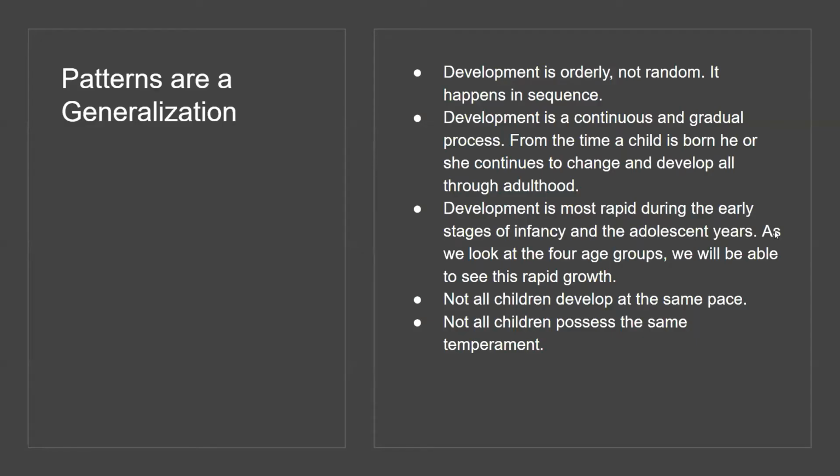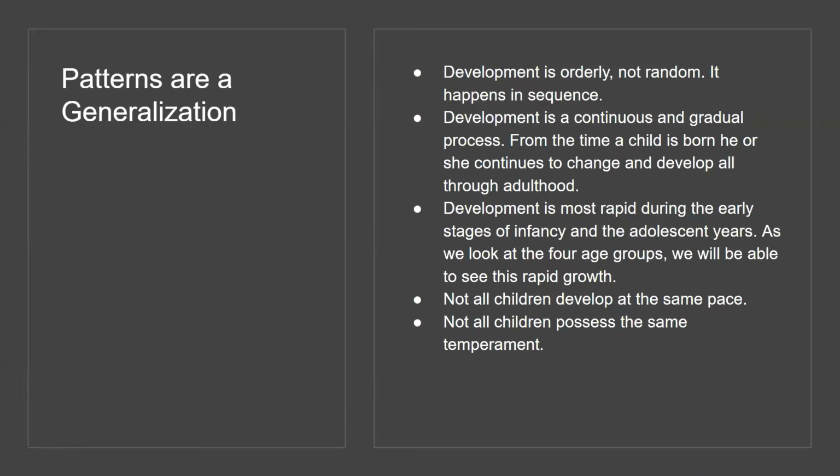I want to let you know that you should have a sheet with all the patterns based on the ages, but it's a generalization. So there might be people in that age group that don't necessarily align with these patterns. Development is orderly. It doesn't happen randomly, and it happens in a sequence, but some kids are just farther along that sequence than others.